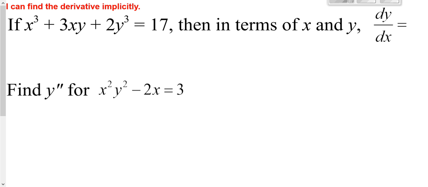So here are the board problems for section 2.5. Watch or pause the video, work these out, and then watch the video.